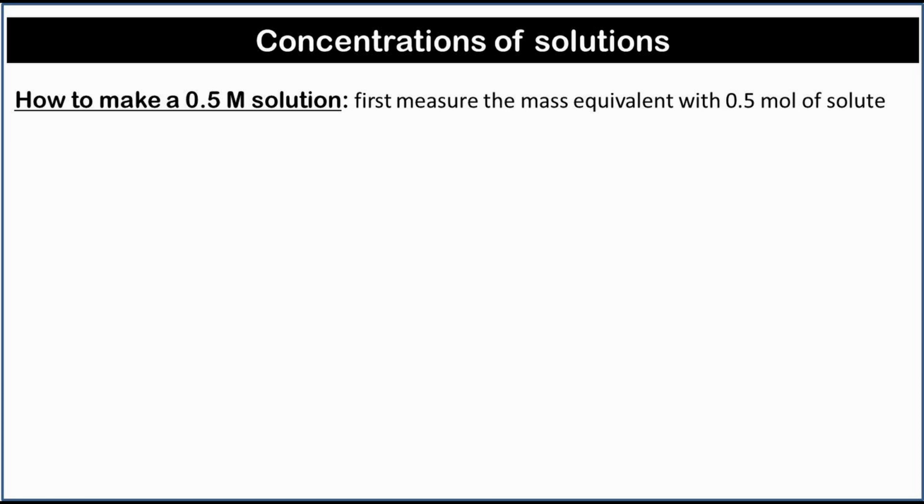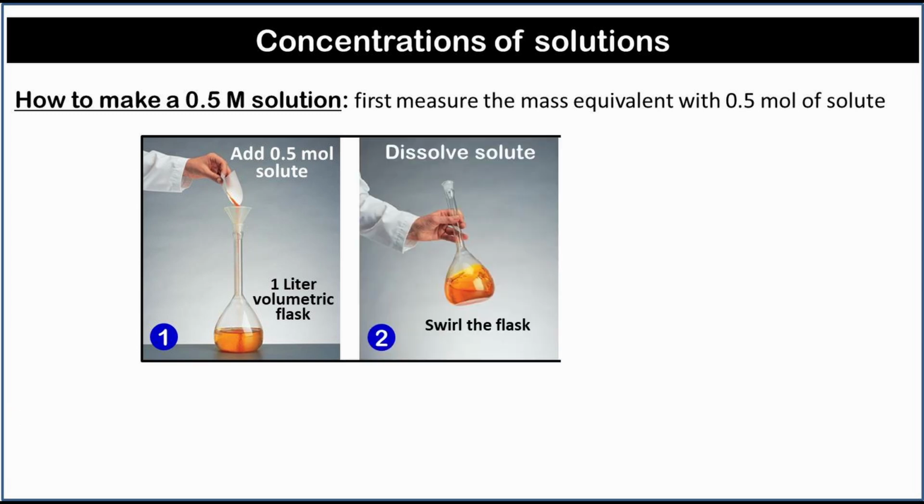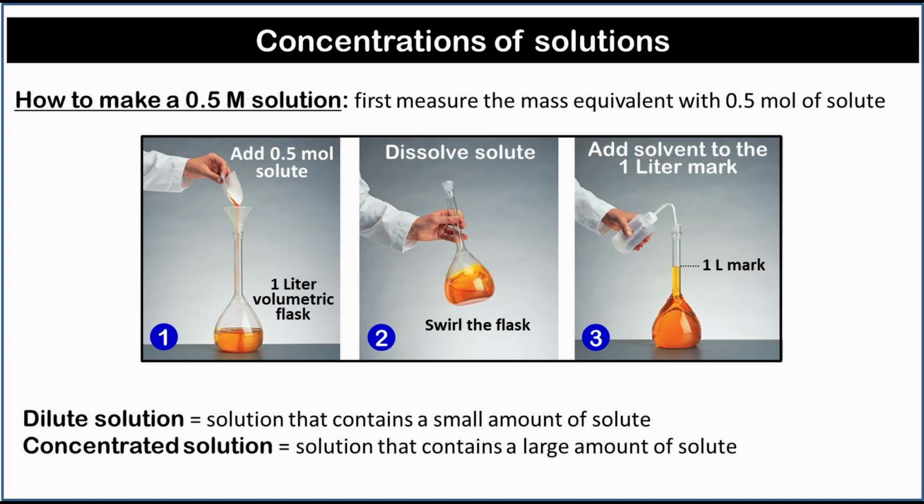To make a 0.5 molar solution, first measure the mass equivalent to 0.5 moles of solute. Add 0.5 moles of solute to a 1 liter volumetric flask that is half filled with water. Swirl the flask carefully to dissolve the solute. Add solvent to the 1 liter mark. A dilute solution is a solution that contains a small amount of solute. A concentrated solution is a solution that contains a large amount of solute.